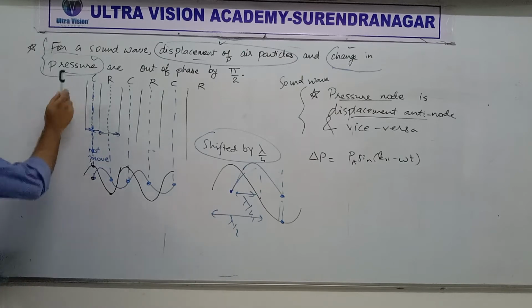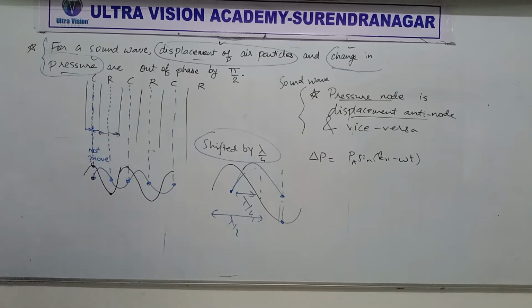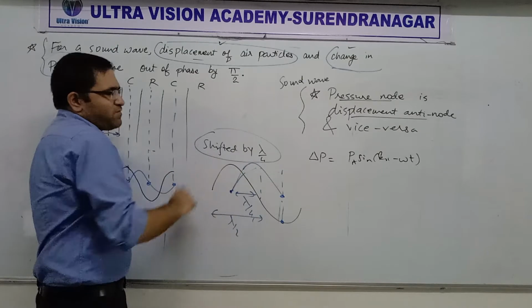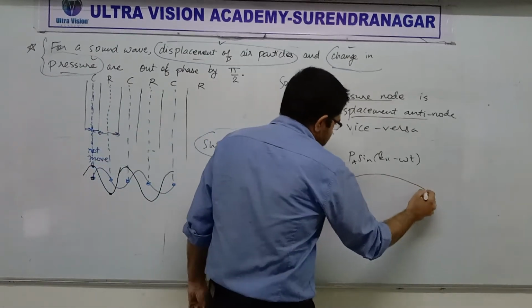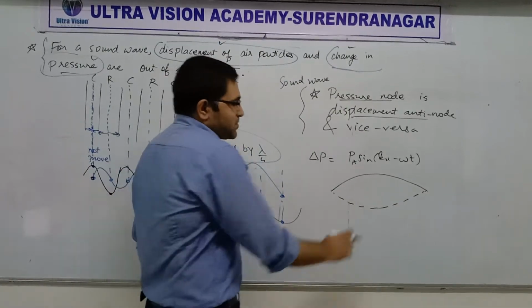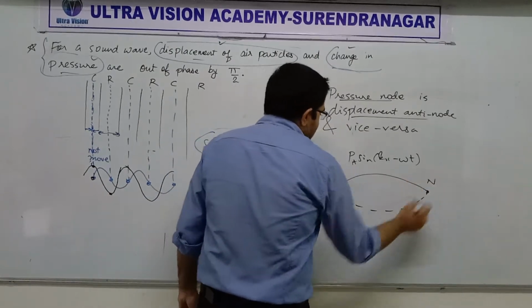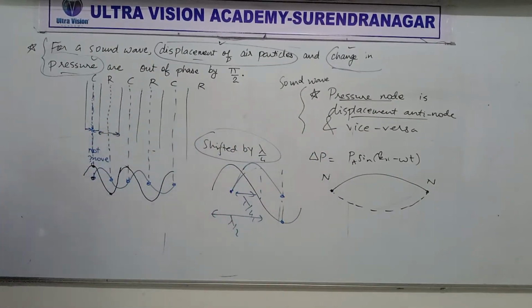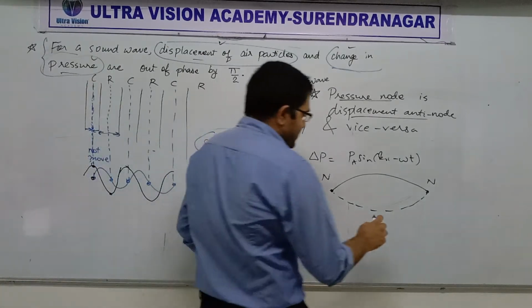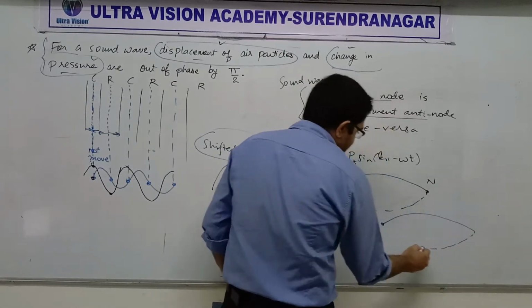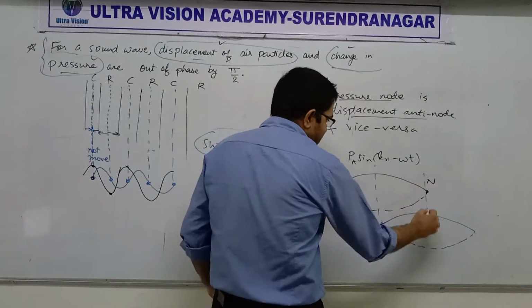Okay, Aditya, did you understand this first? So, fairly simple. They differ by lambda by 4. So suppose this is the diagram for a standing displacement wave. Then this is a node and this is a node. Then the diagram for a standing pressure wave can be drawn like this, starting from here, shifted by lambda by 4. I hope that is clear, because this distance would be lambda by 4.